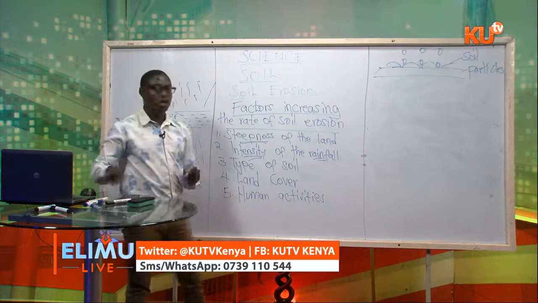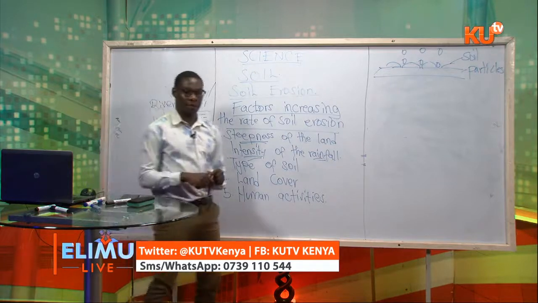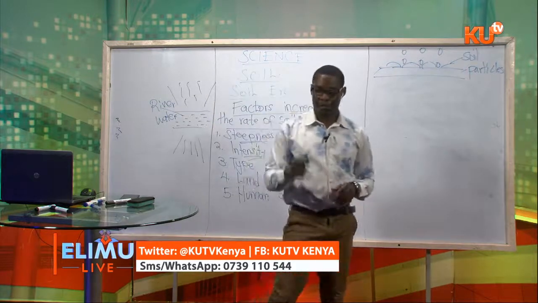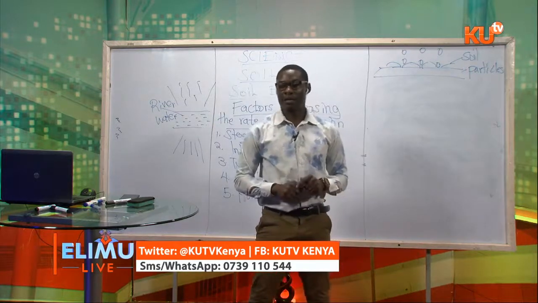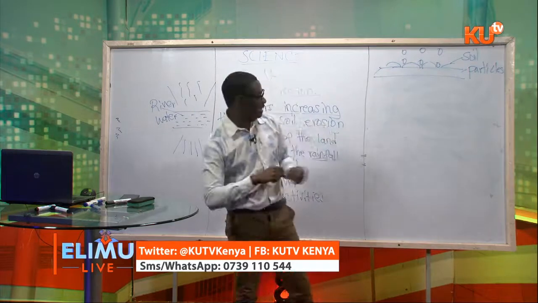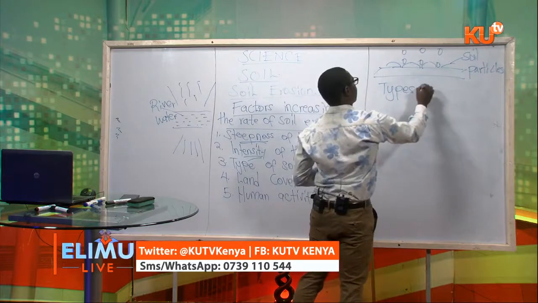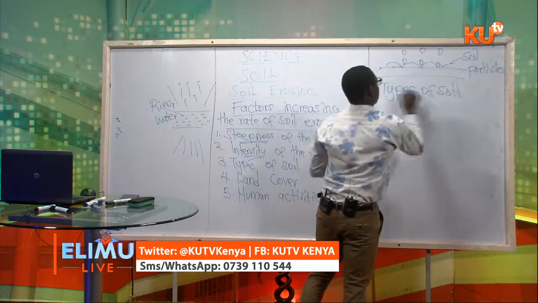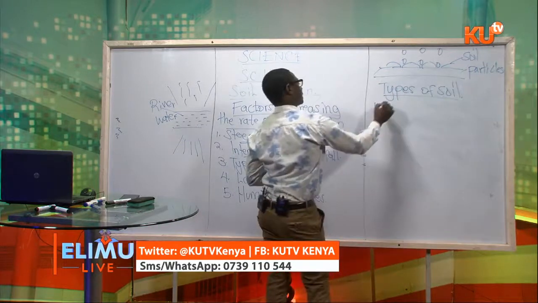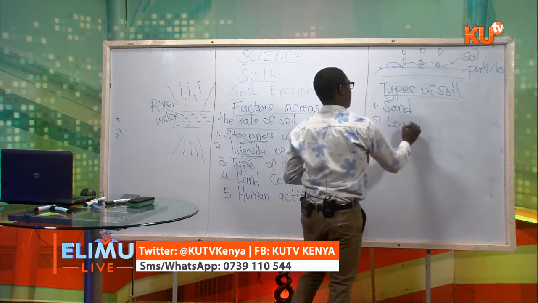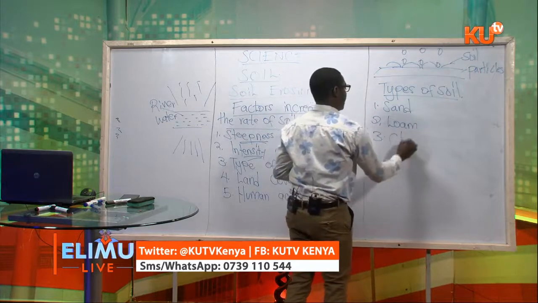Point number 3, we come to type of soil. Now we learned 3 types of soil. You can answer at home, the 3 types of soil. Tell whoever you're watching with. Now, I believe you gave 3 types of soil. So you gave the following: 1 as sand soil, 2 as loam soil, and 3 as clay soil.